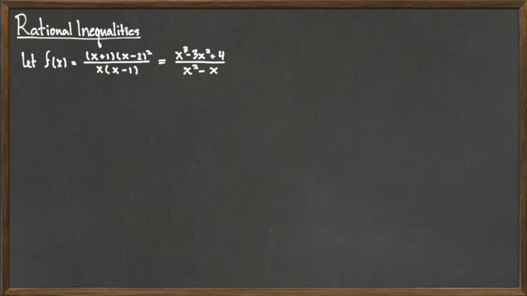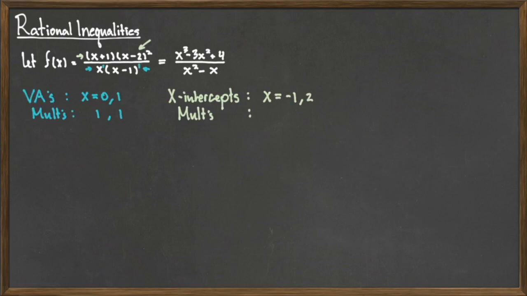This polynomial is in reduced form. I don't have any common factors upstairs or downstairs that cancel, so I can look at the denominator and derive vertical asymptotes of 0 and 1, both with multiplicities of 1. The numerator, and I'll look at the factored form for this, gives us x-intercepts of -1 and +2, which have multiplicities of 1 and 2 respectively.